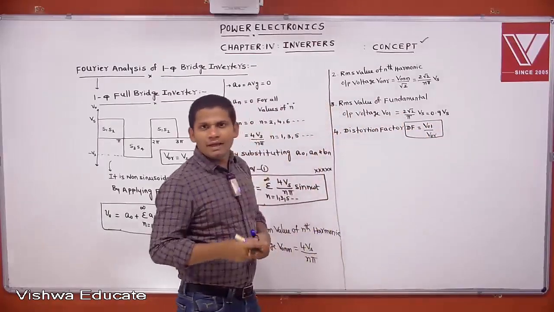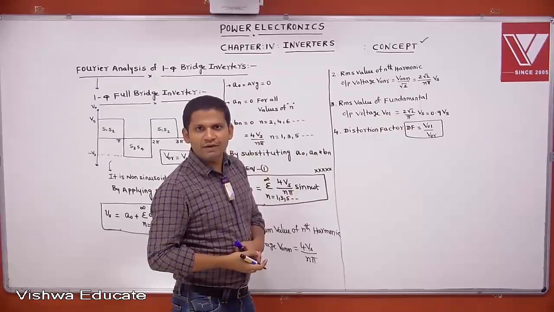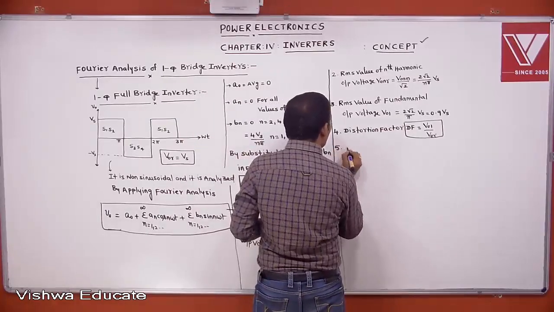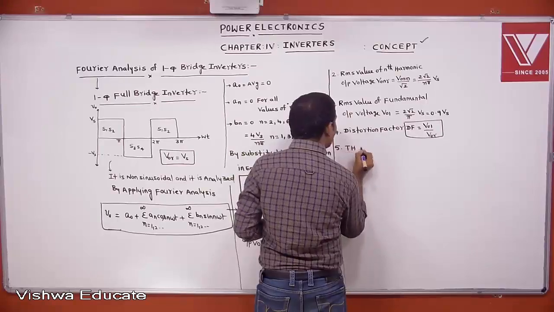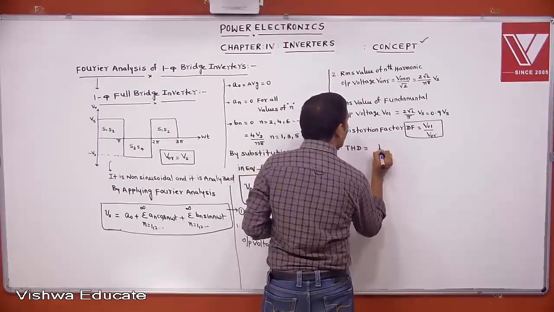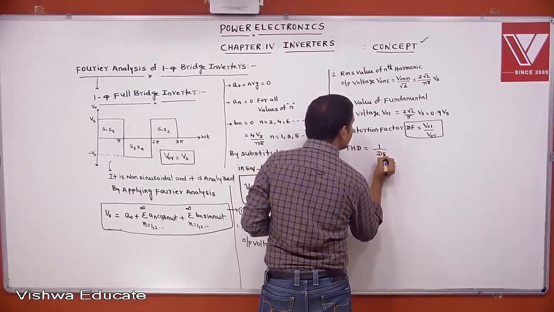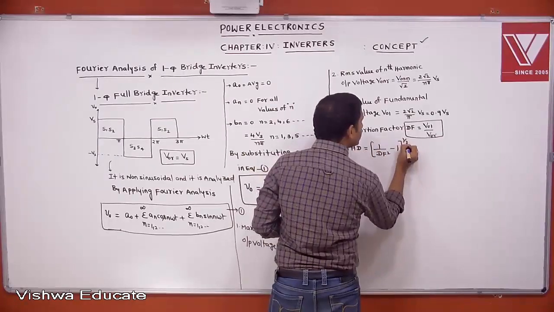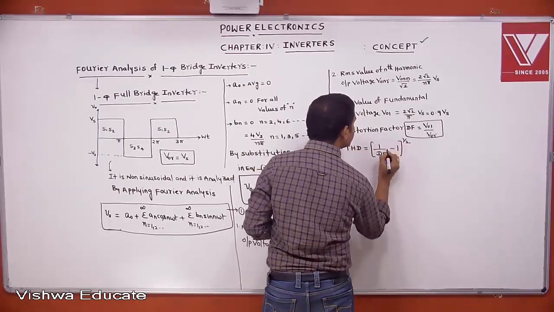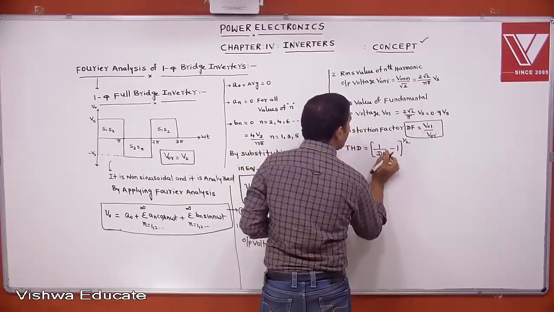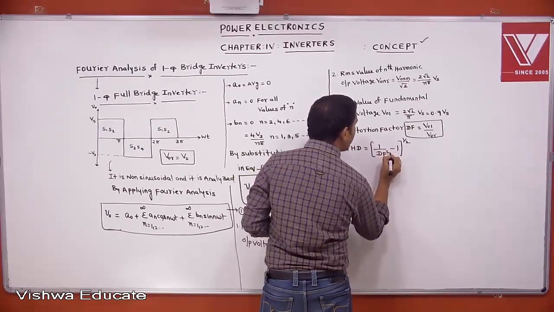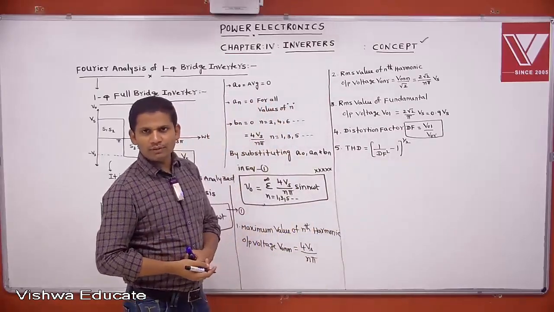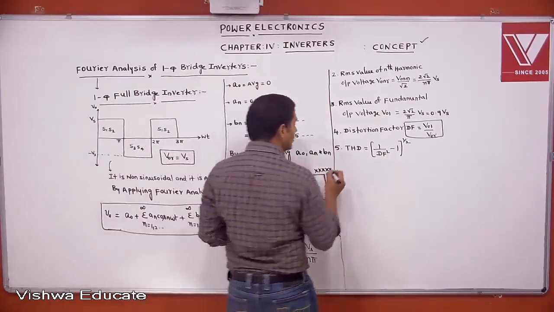At the starting I gave the definition of distortion factor: fundamental by total RMS. Then what is the total harmonic distortion? THD equals 1 by DF square minus 1, whole to the power of 1 by 2. This relation is also already given. 1 by distortion factor square minus 1, whole to the power of 1 by 2. This is the total harmonic distortion. Next, tell me.